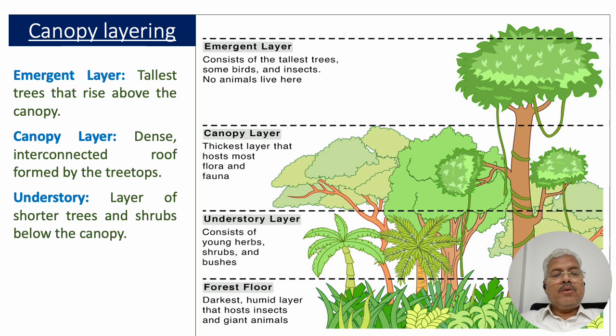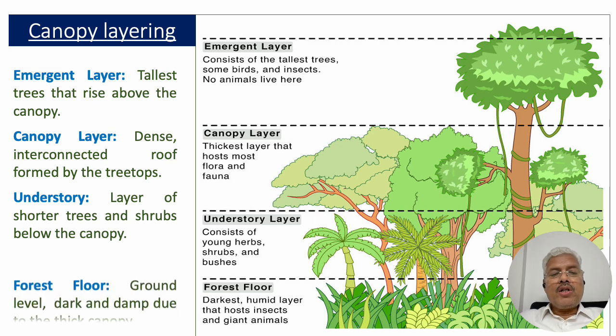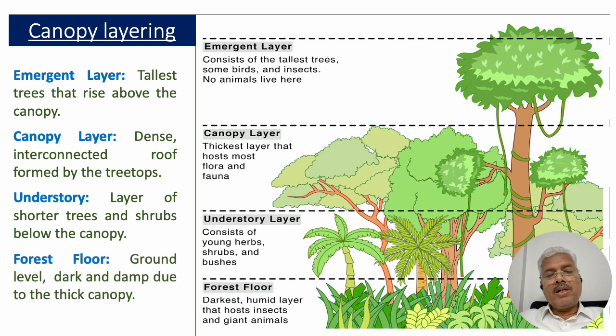The third one is the understory, the layer of shorter trees and shrubs below the canopy. The forest floor, also called the ground level, is often dark and damp due to the thick canopy.